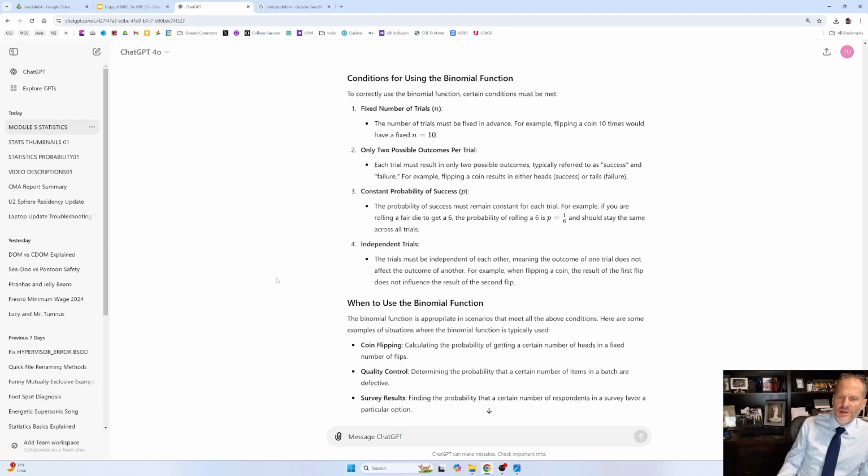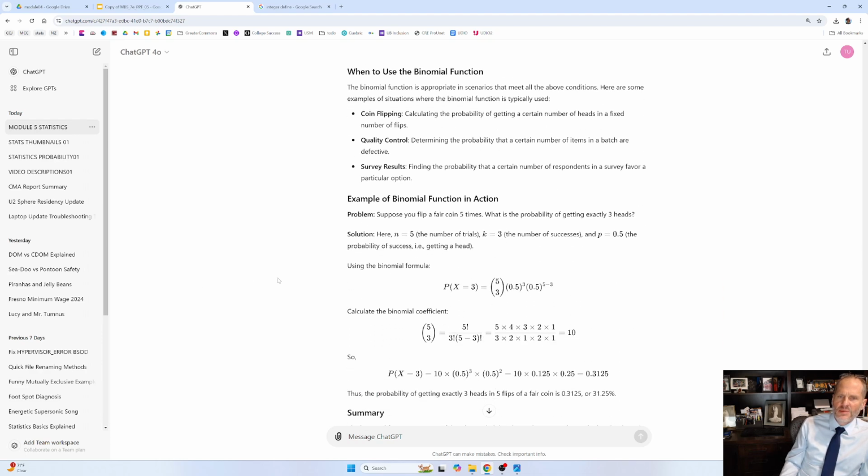When to use a binomial function? The binomial function is appropriate in scenarios that meet all the above conditions. Here are some examples of situations where the binomial function is typically used. Coin flipping, calculating the probability of getting a certain number of heads in a fixed number of flips. So coin flipping, that's cool.